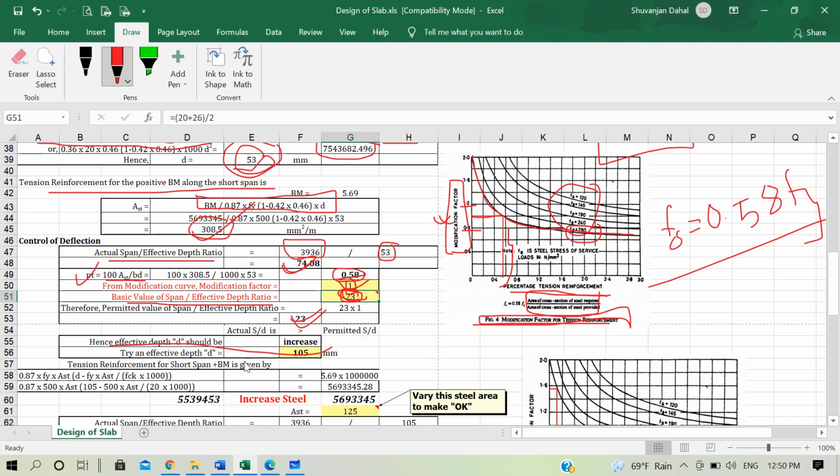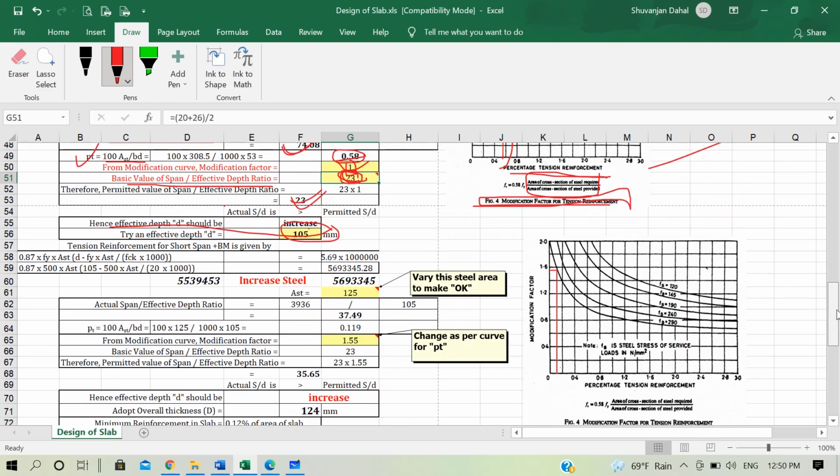And now let us try an effective depth of 105 mm. You may have to perform these iterations one time, two times, or three times before you get to the point where your basic value of span to effective depth ratio is within the permitted limit. So for our first trial, we take the effective depth to be 105 mm. And now check using this value of 105 mm.